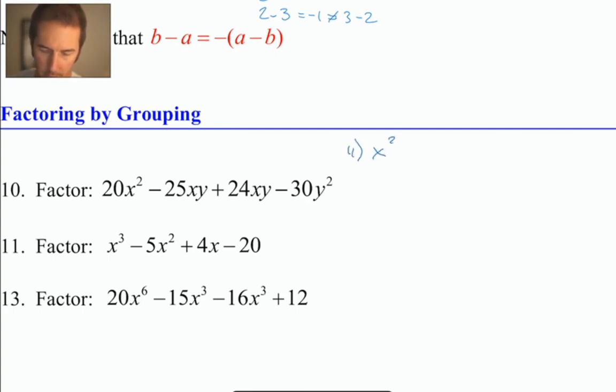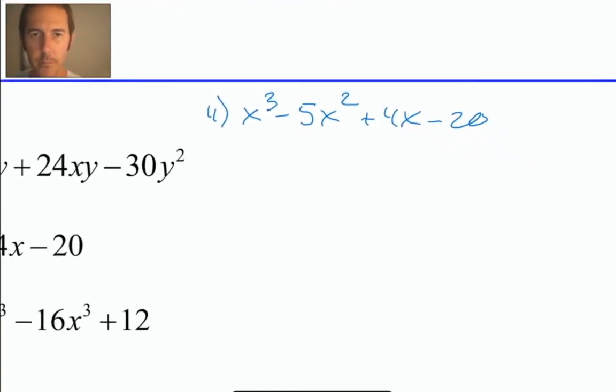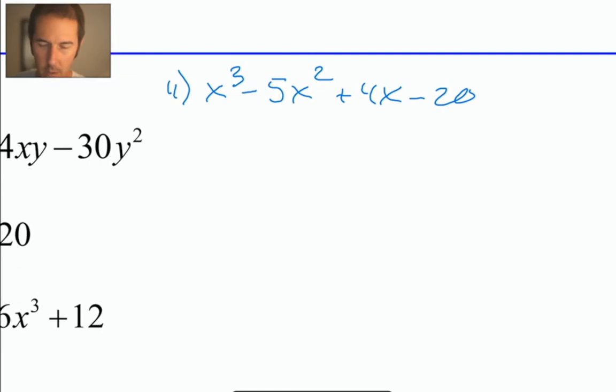I have x to the third minus 5x squared plus 4x minus 20. And here's the very first thing that I'm going to do when I factor by grouping. I'm going to do the grouping. Okay, here's what the grouping looks like. I'm going to put, I call it an under bracket, and I'm going to put it under those first two terms.